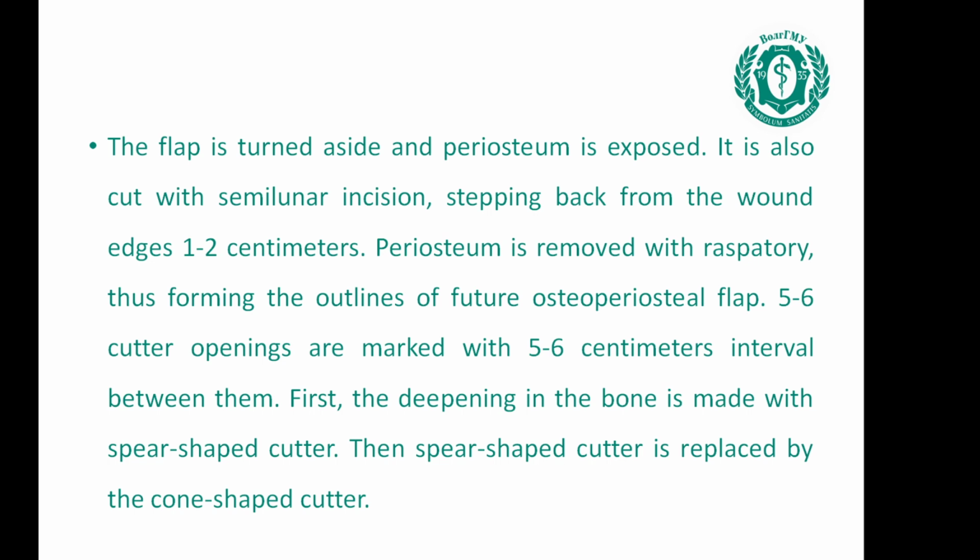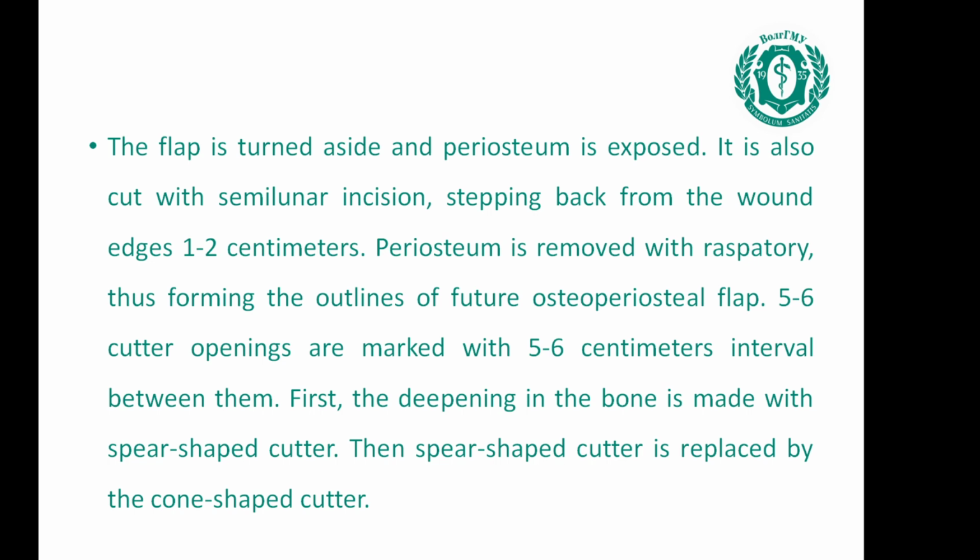The flap is turned aside and the periosteum is exposed. It is also cut with a semilunar incision, stepping back from the wound by 1 or 2 centimeters. The periosteum is removed with a raspatory, thus forming the outlines of the future osteoplastic flap. 5 or 6 cutter openings are marked with 5 or 6 centimeters interval between them.